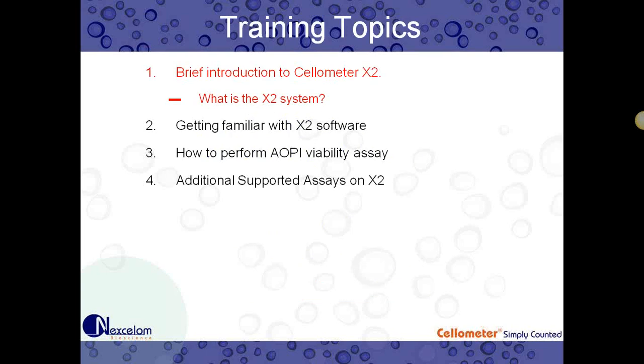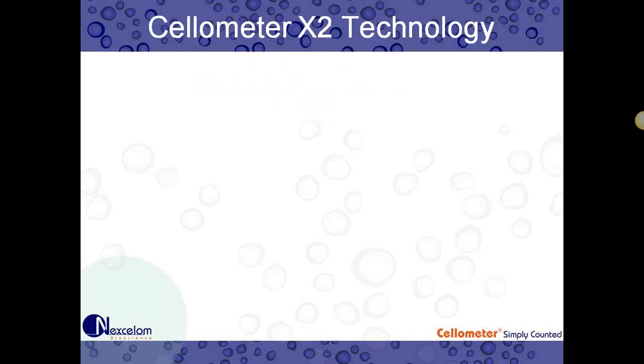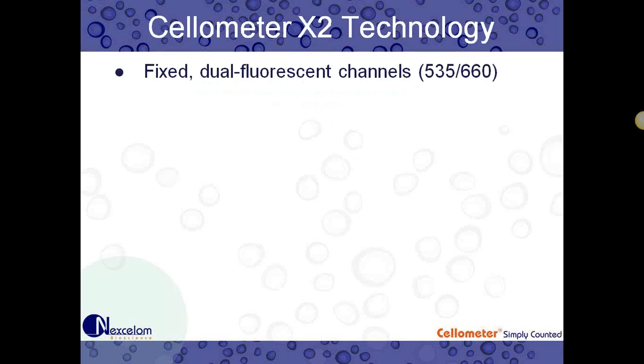So first we'll go over a brief introduction to the X2. What is the X2? We'll get familiar with the software. We will perform an AOPI viability assay using yeast. And then we'll talk about some additionally supported assays that are available on the X1, X2, and X4.